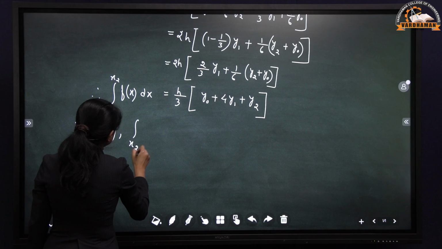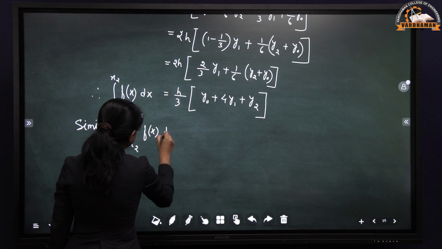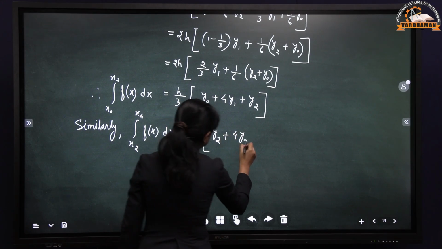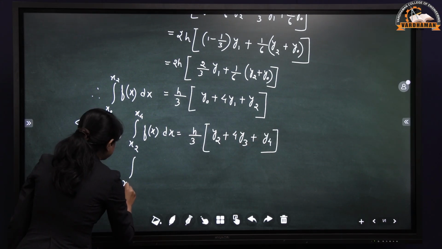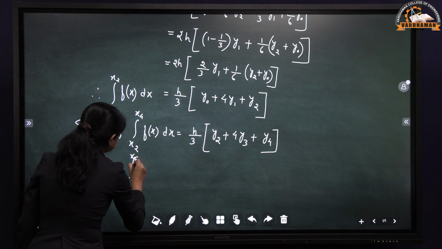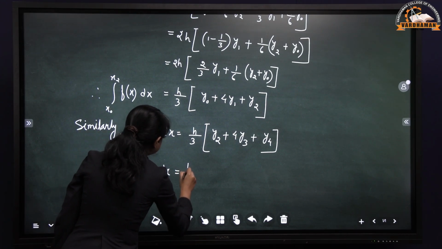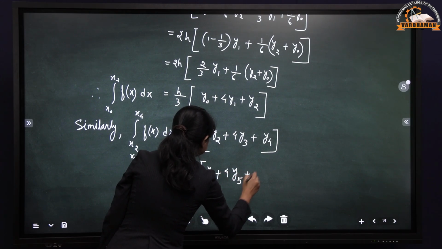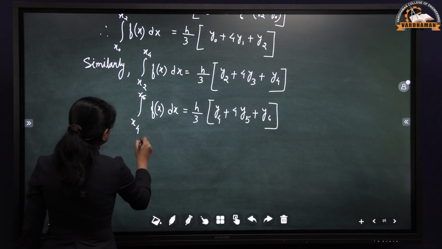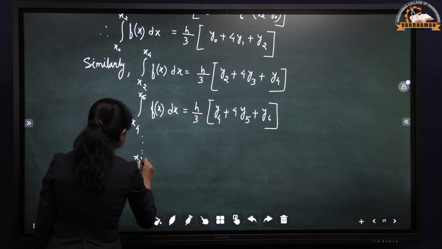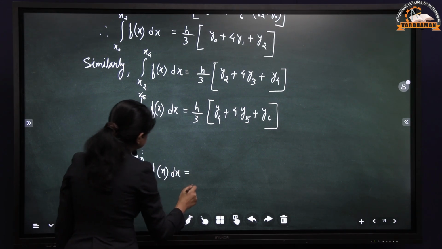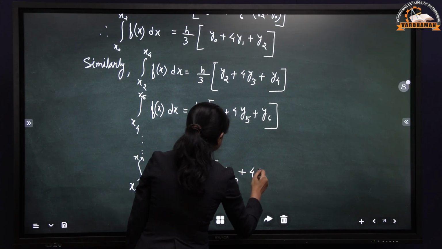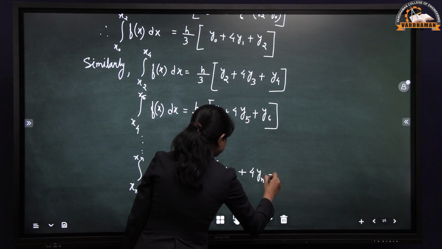Similarly, x2 to x4 f of x dx, we will get h by 3 [y2 plus 4y3 plus y4]. Then x4 to x6 f of x dx equal to h by 3 [y4 plus 4 into y5 plus y6], and so on, xn minus 2 to xn f of x dx. This will be h by 3 [yn minus 2 plus 4 into yn minus 1 plus yn].